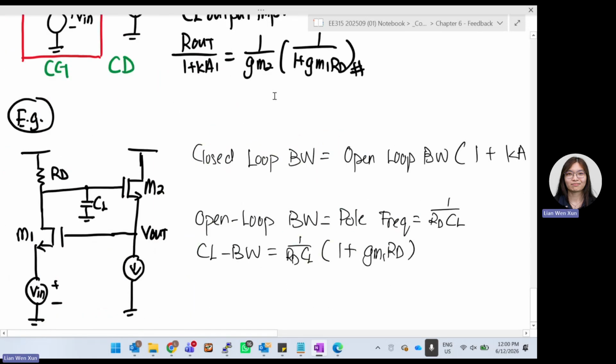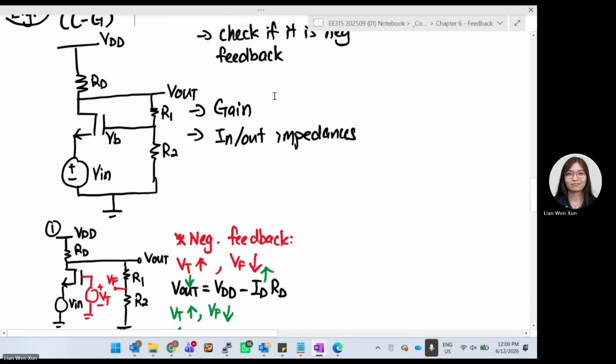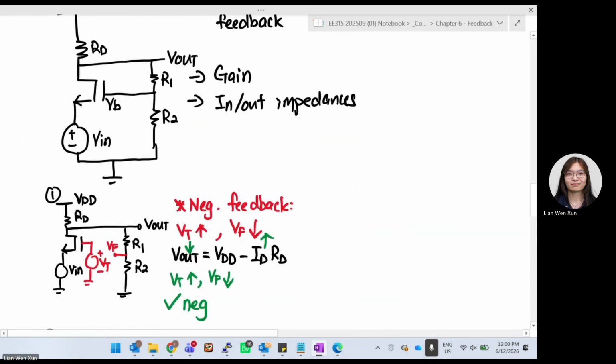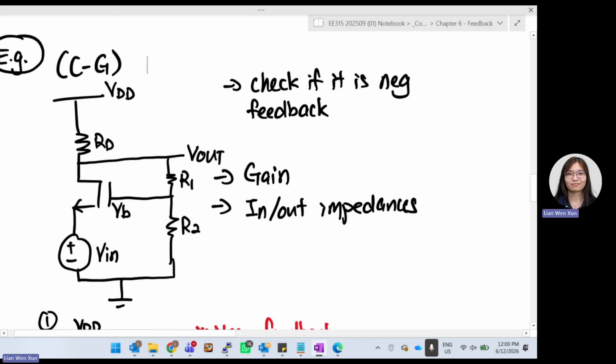Okay, so let's see some examples with transistors now. If I give you this circuit, what type of amplifier is this? Common source, common gate, or common drain? It's a common gate, because the input is at your source and your output is at your drain. The gate is basically some bias.